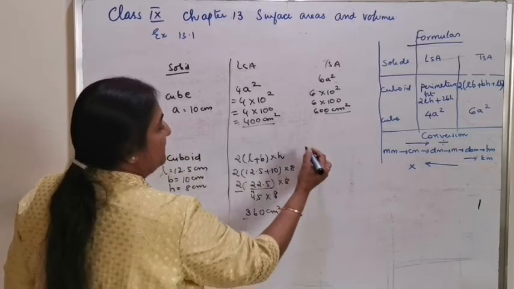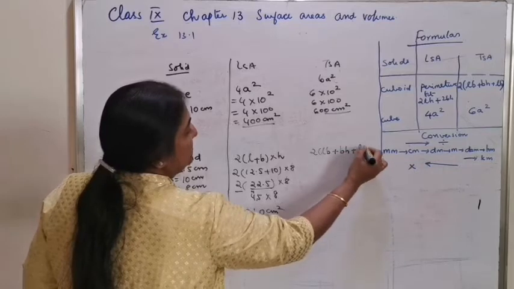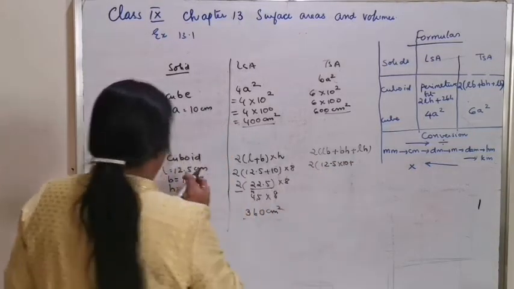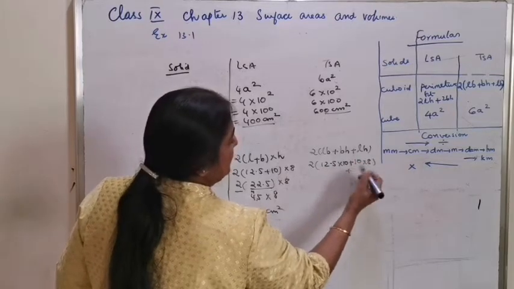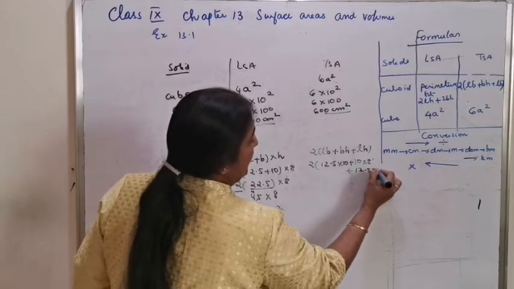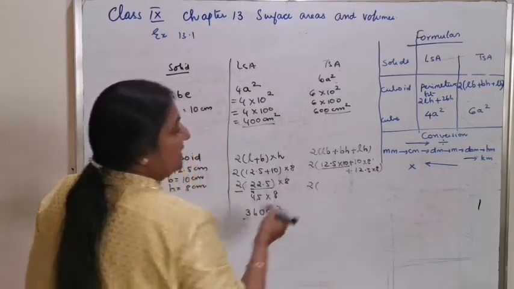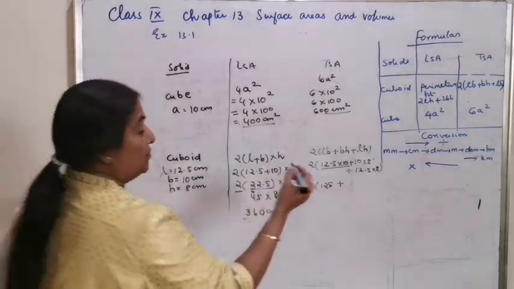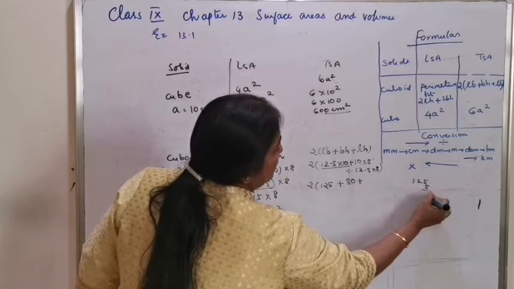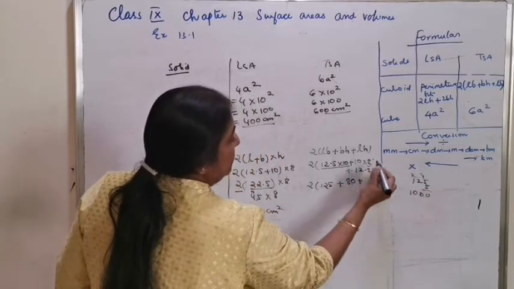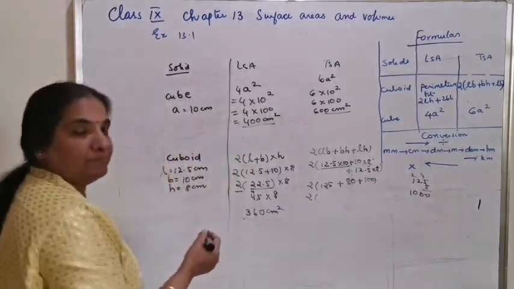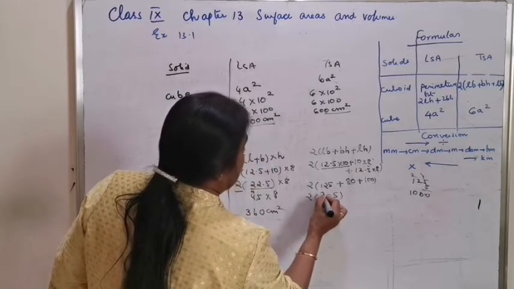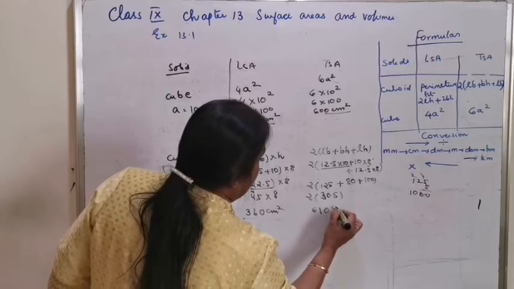45 into 8, 8 5s are 40, so 360 centimeter square. Whereas the total surface area is 2 times LB plus BH plus LH, which is 2 into 12.5 into 10 plus 10 into 8 plus 12.5 into 8. 12.5 into 10 is 125, 10 into 8 is 80, 12.5 into 8 is 100. So 2 into 125 plus 80 is 205, plus 100 is 305. 5 2s are 10, so 610 centimeter square.